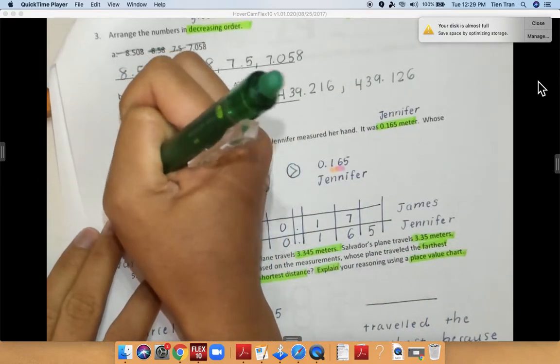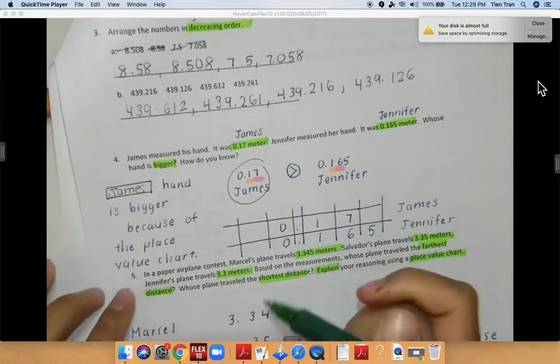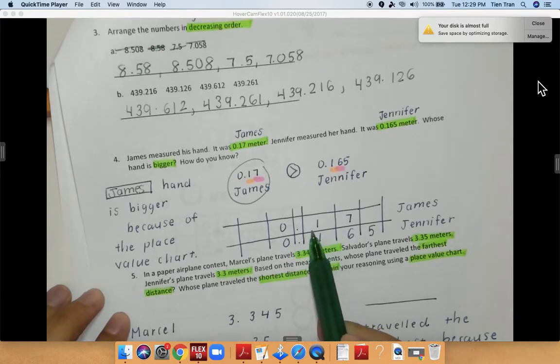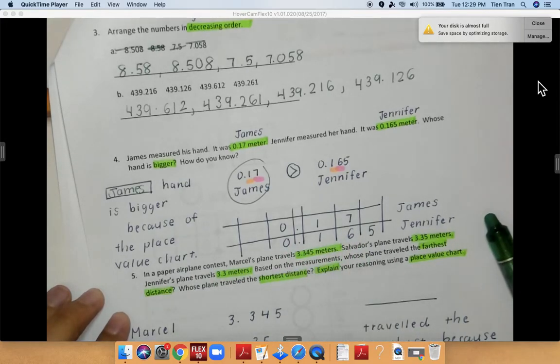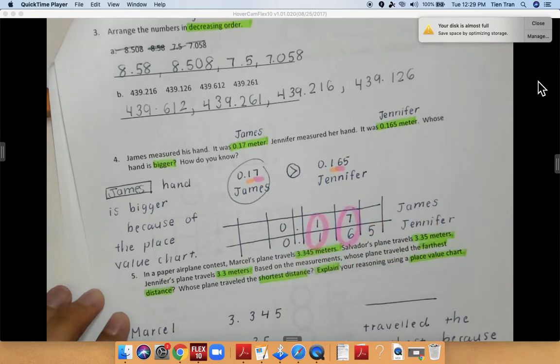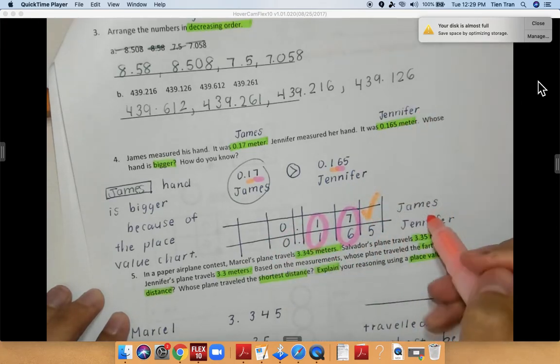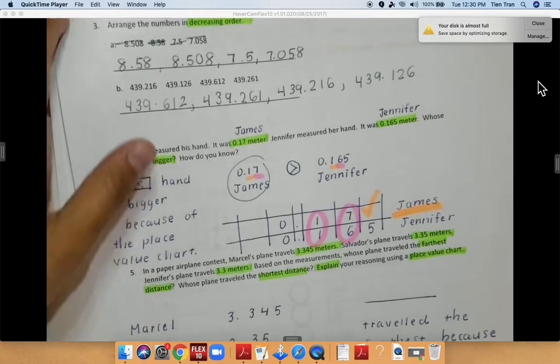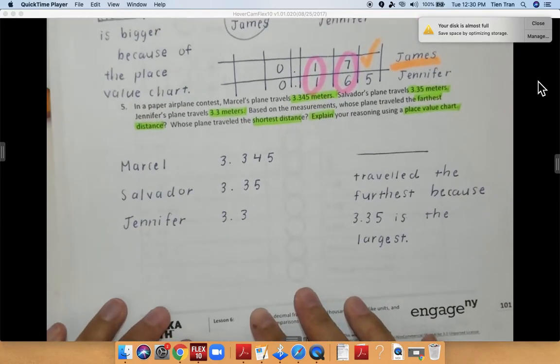So I'm going to write James' hand is bigger because of the place value chart. And it's being plugged in right here. You can kind of see we have our 1, we have our 7 and 6. And like I said, 7 is larger, and that's James. Now, we're going to move on to problem number 5.